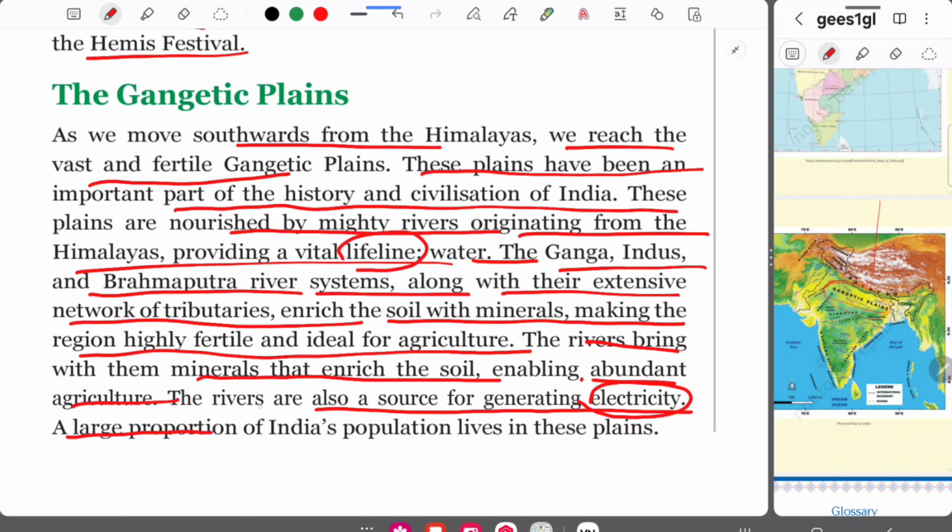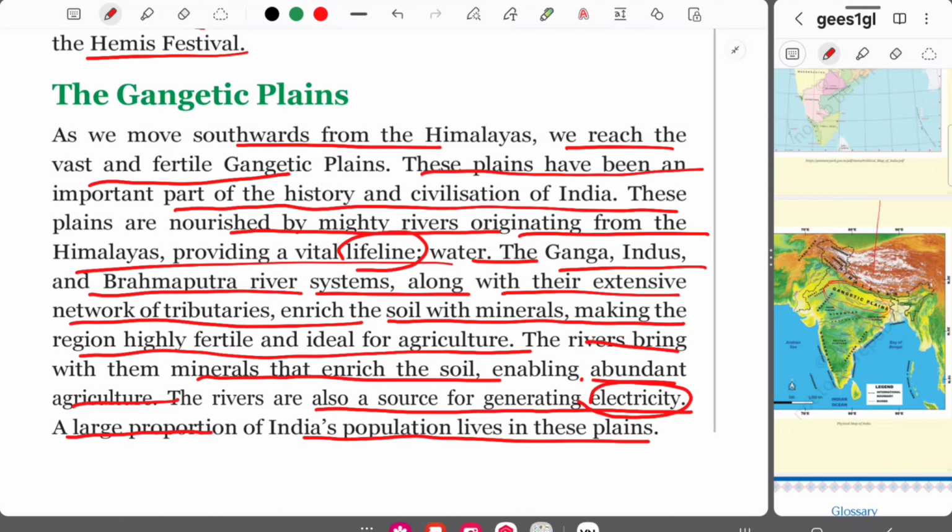And a large proportion of India's population lives in these plains. As I have told you before, large areas of human settlement are in these plains only, because there is so much availability of facilities, like road connections, and agriculture flourishes as the soil is very fertile. They can lead their lives by farming and all. So many facilities are being provided in the plain area.